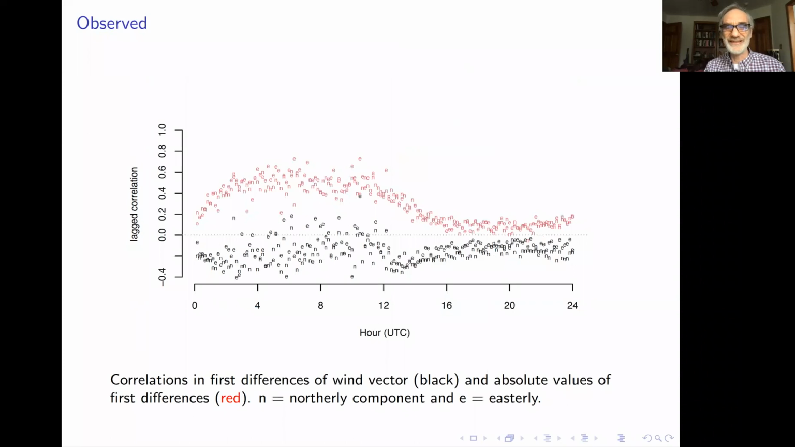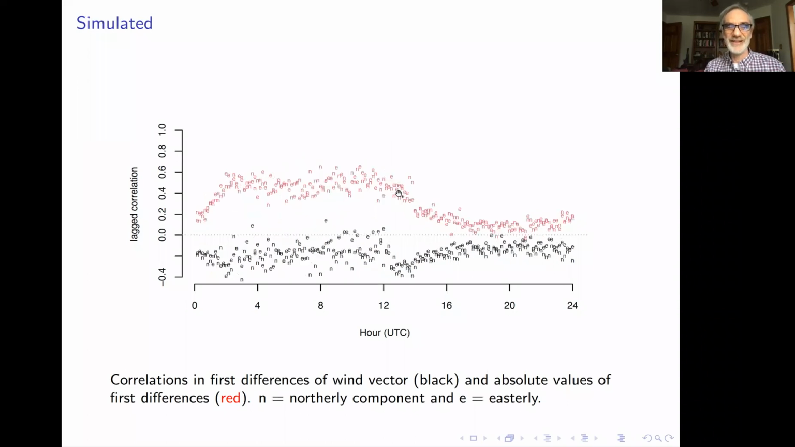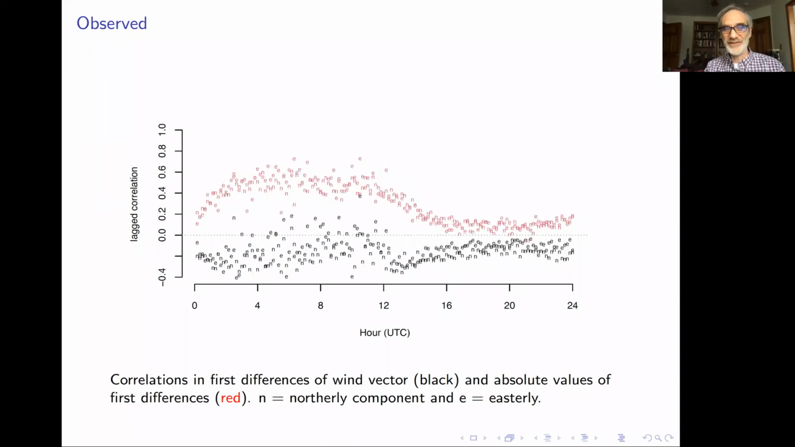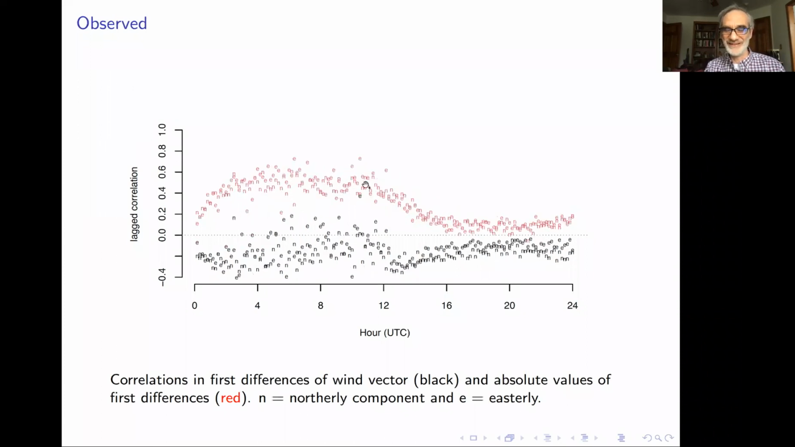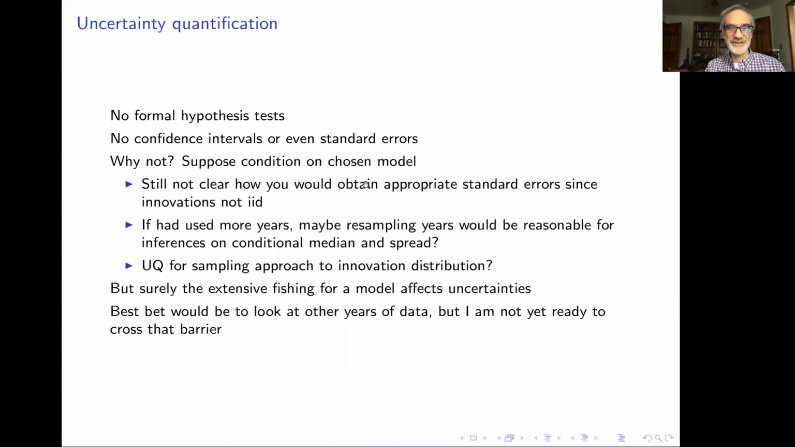Here are the correlations of the first differences. These are the correlations of the absolute values of the first differences, observed and simulated. The black ones, I think, match very well. The red ones have this flatness here that's not in the actual observations, but pretty good. So, not bad. I'll try to finish in like 5 minutes here at most.